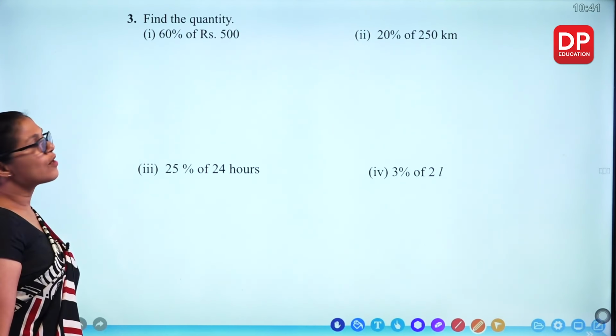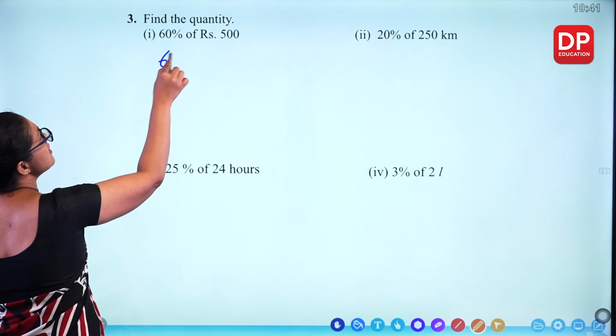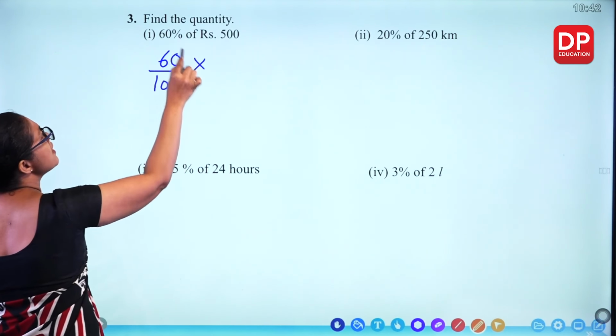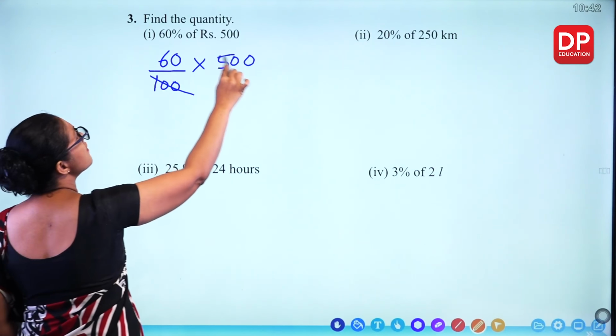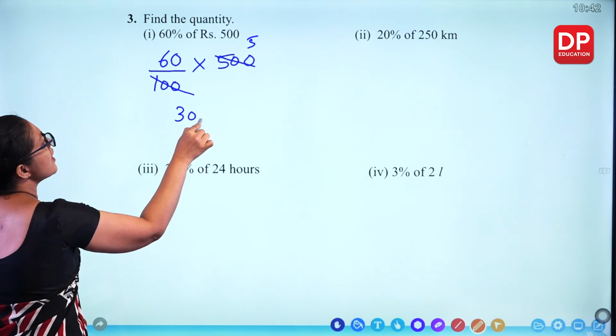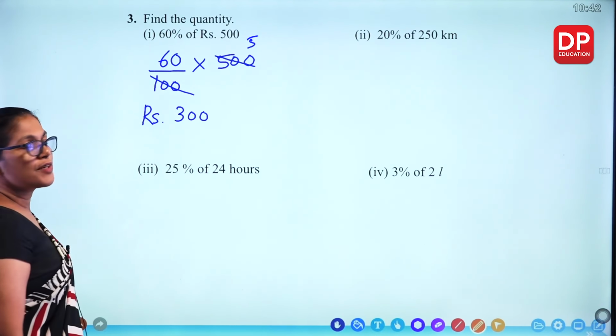Third one, find the quantity. 60% of 500. 60% means 60 over 100. Of means multiply by 500. 100 times 5, 5 times 60, you get 300. So this is an amount.